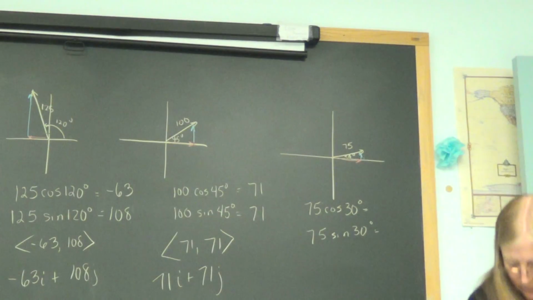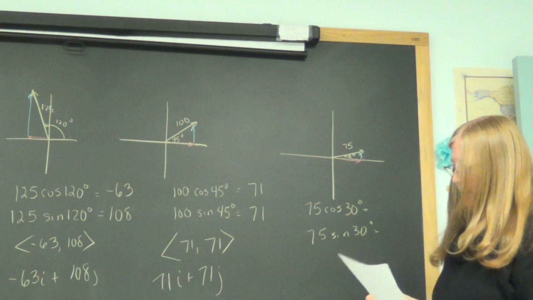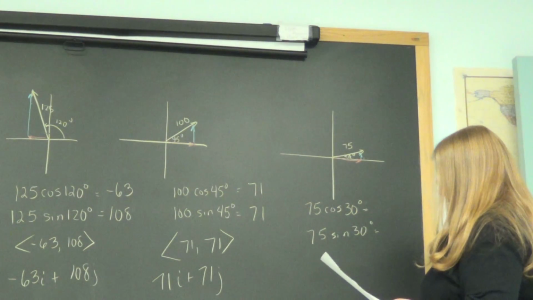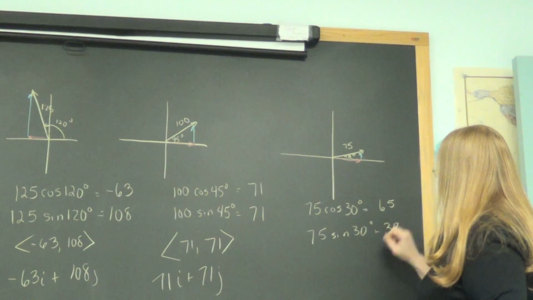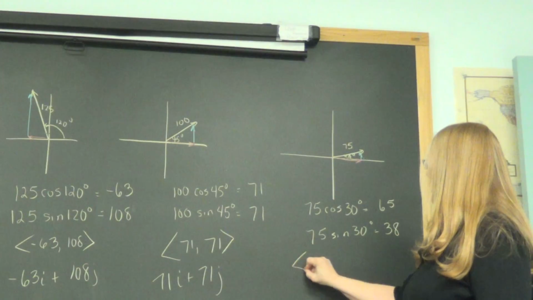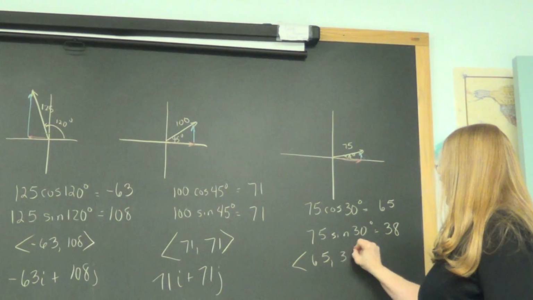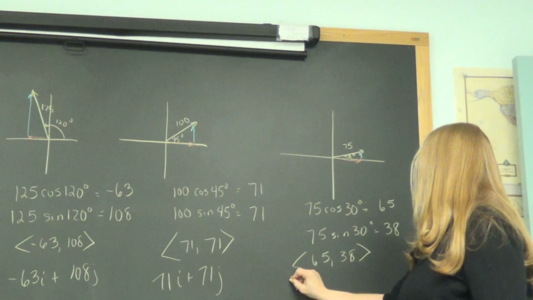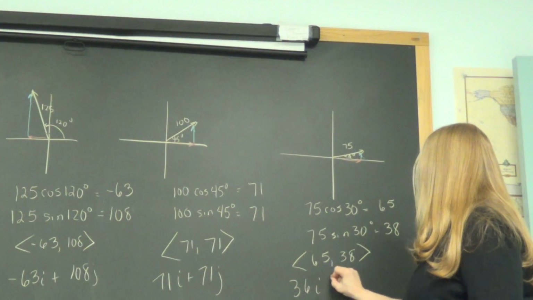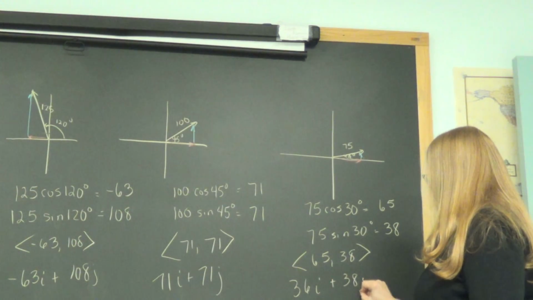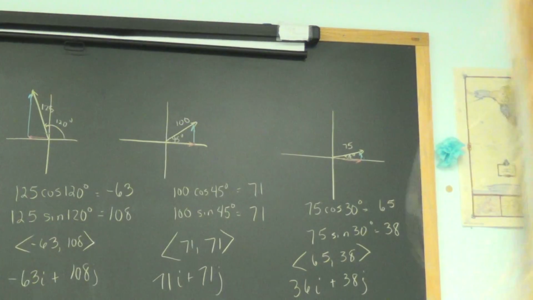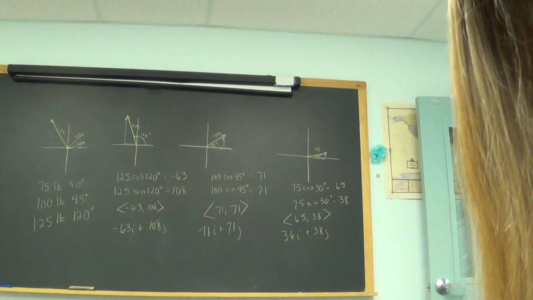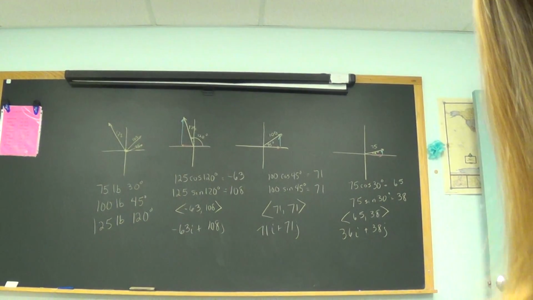And when I did that, I got 65 and 38, rounding. So I can write it bracket style, or I can write i's and j's. All right, I'd like to have all three of those on the screen, so let me see if I can adjust this to accomplish that. Hopefully you can still see.